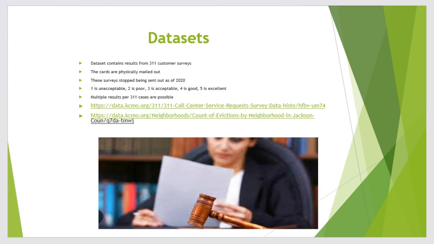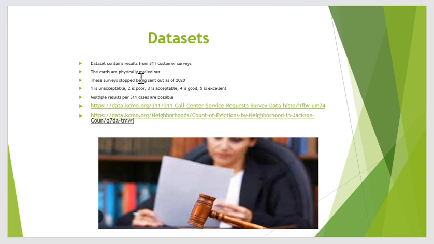Now the datasets. I have taken two datasets. One is the 311 call center service request survey data, and another one is the count of evictions by neighborhood in Jackson County. The first dataset contains the 311 customer service surveys. Someone who calls 311 for an issue is sent a small survey after the city believes it has addressed the issue. Not everyone is surveyed, due to some calls being anonymous or not being able to locate the requested mailing address, because the cards are mailed physically. And there is a delay between when the service request is closed and when the city can enter the survey results into the system.